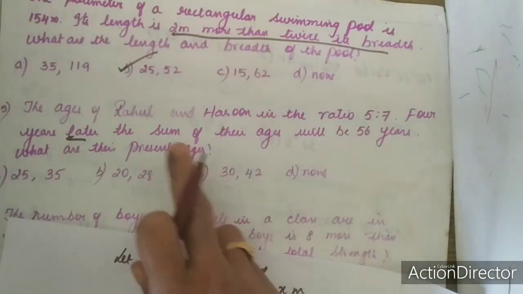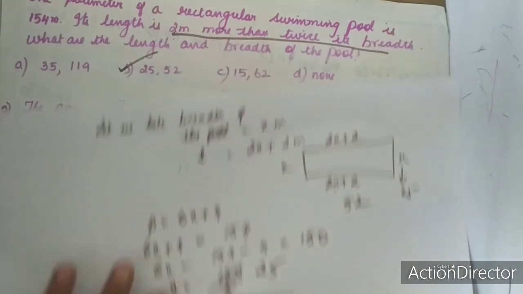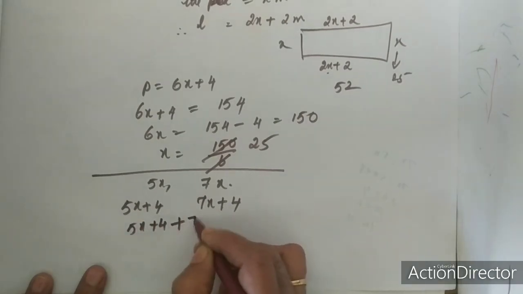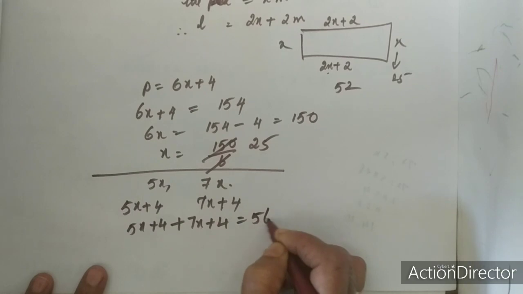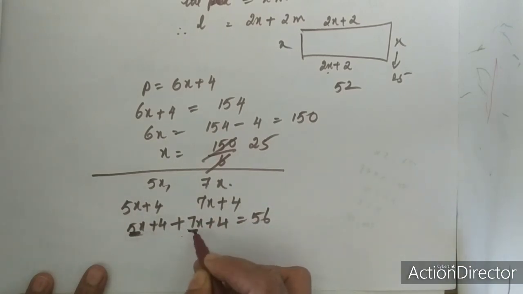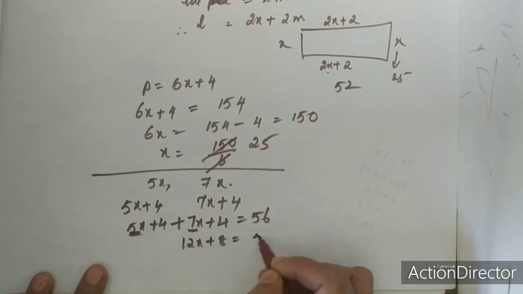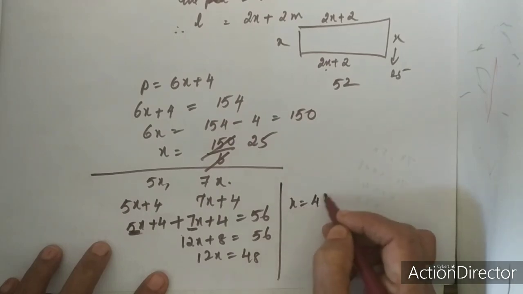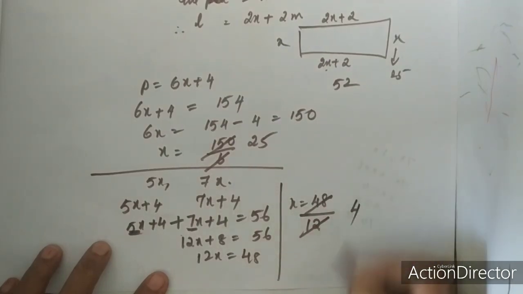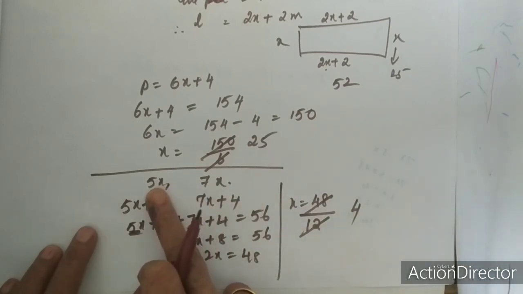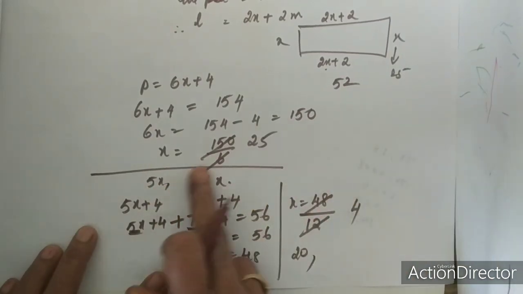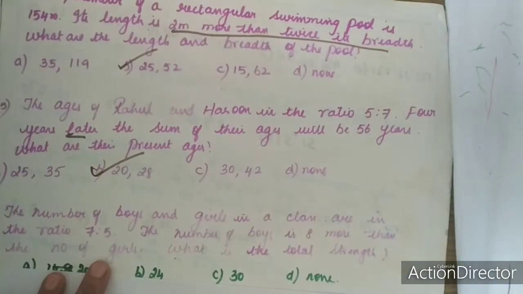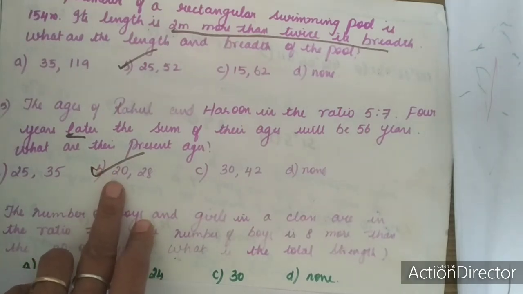So the sum of their ages is given as 56. We have to add these two and equate it to 56. So 5x plus 4 plus 7x plus 4 is equal to 56. 5 plus 7 is 12x plus 8 is equal to 56. 12x is equal to 48. x is equal to 48 upon 12, which is equal to 4. Now replace the value of x over here. 5 into 4 is 20, 7 into 4 is 28. Let us see whether the options are there. Yes, 20, 28. So the B option is right.